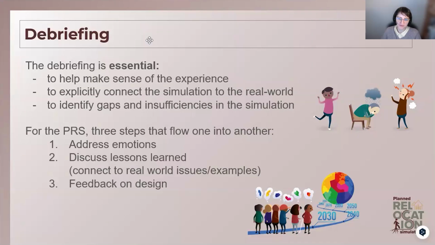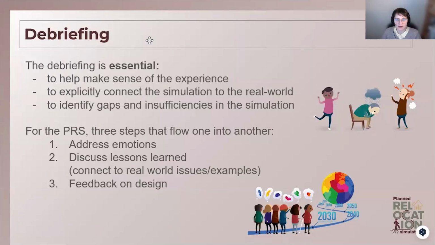We usually divide the discussion into three parts, and that's also the case for the planned relocation simulation. We first address the emotions, then discuss lessons learned and connect them with the real world setting, and then we often also do some feedback on design.